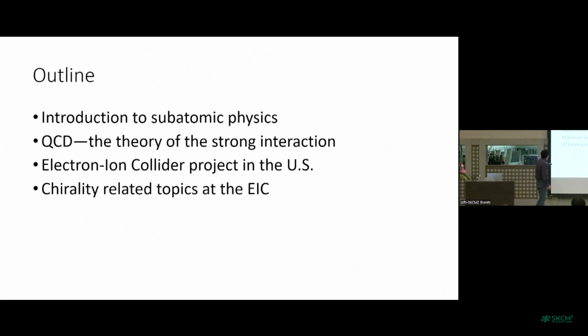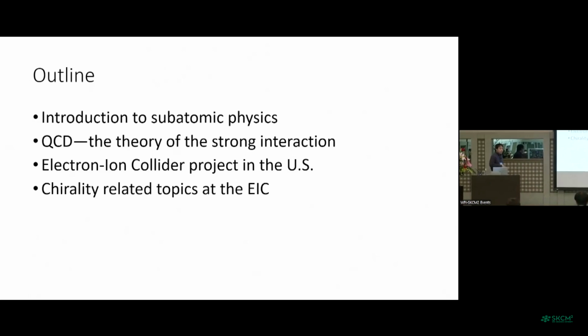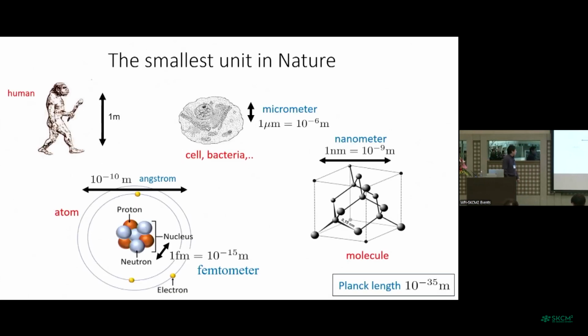And then I introduce you to the future experiment in the United States. It's called the Electron-Ion Collider project. It will be a decades-long, large-scale experiment in the US, which has a very broad scope. However, because this workshop is focused on chirality, I will give you some selected topics related to chirality that can be explored at this Electron-Ion Collider. So that's my plan.